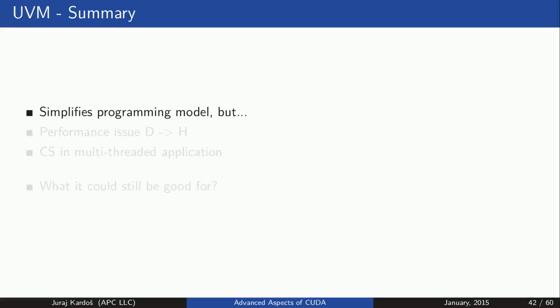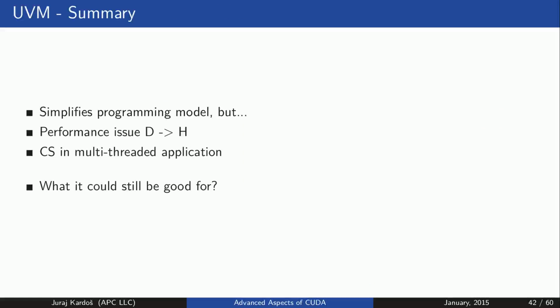To sum up this section, the unified virtual memory simplifies programming model, but has performance issues in case of device to host transfers and in case of multi-threaded applications. However, it is still good in a sense that it simplifies GPU porting, allowing you to omit explicit memory copies during intensive GPU kernel's code development.